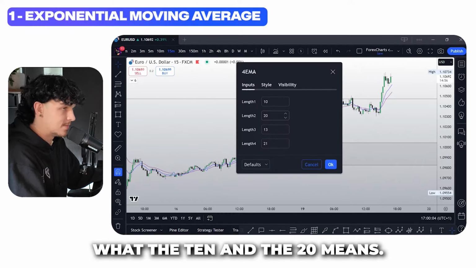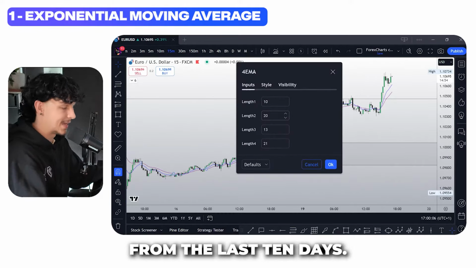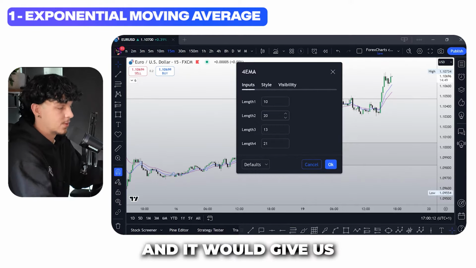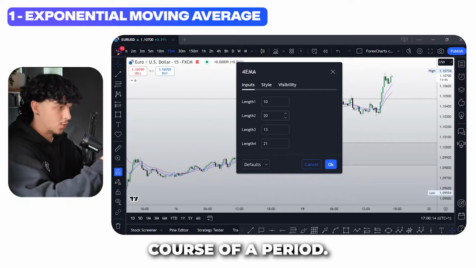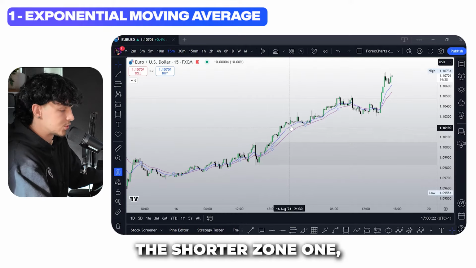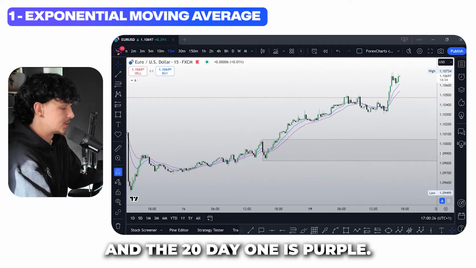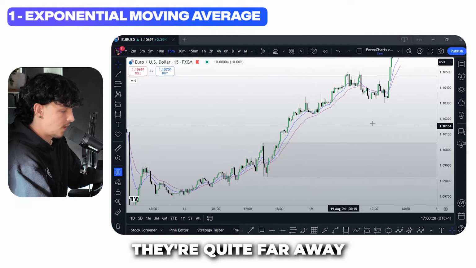What the 10 and the 20 mean is that it's taking data from the last 10 days, and also from the last 20 days. That's where they're different, and it will give us the average over that period. The shorter one, the 10-day, is blue, and the 20-day is purple. As you can see, they're quite far away from each other.